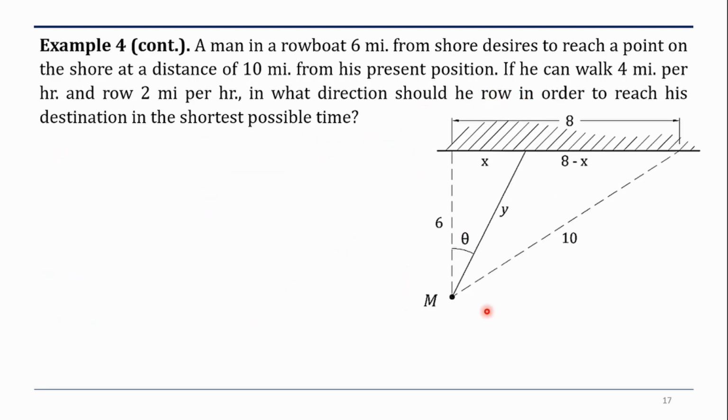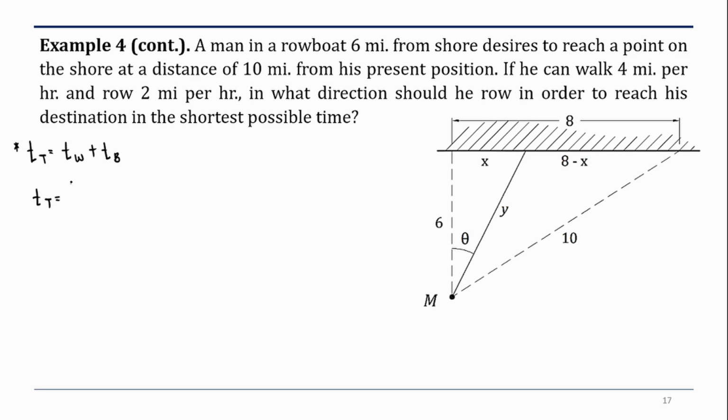Sinimplify ko lang para mas magandang tingnan. And so, we have 8, we have x, 8 minus x, tapos itong distance na ito ay designated as y. Now, maalala natin na para makuha yung total time, we will have yung time sa paglalakad, time to walk, and time to boat. Okay? And time is equal to distance over velocity. So, makuha na yung total time.